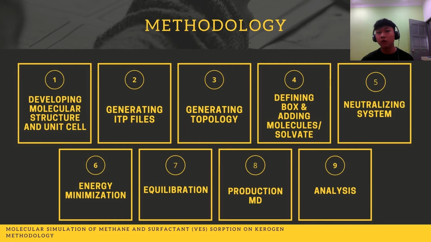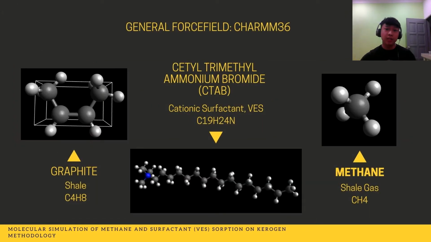I will be explaining all of them step by step next. In building the structure, we are using the CHARMM36 force field, which is the best force field to be used in the investigation of methane in shale according to the literature review. The graphite unit here will be combined into graphene slabs, which will represent the shale layer, CTAB or cetyltrimethylammonium bromide as the surfactant, and lastly, methane. They are all generated from Avogadro itself.